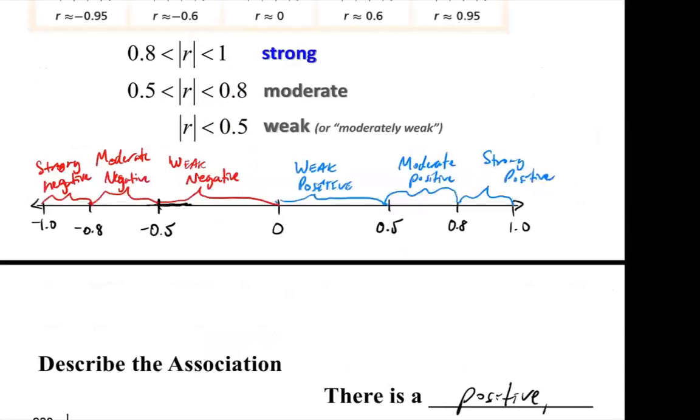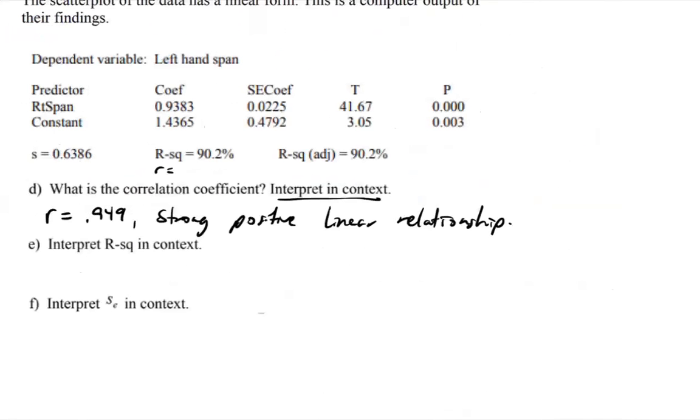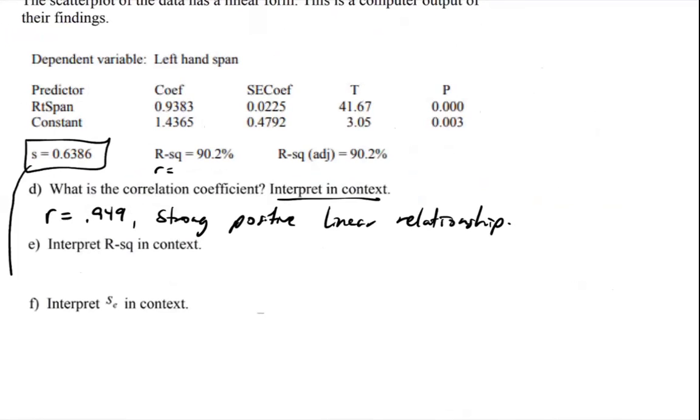Okay. The last one is S of E. S of E is standard deviation. They don't use S of E a lot, they just use S. That's it right there. So anytime they give you a computer data printout and it says S or S of E, that's the standard deviation of the residuals.